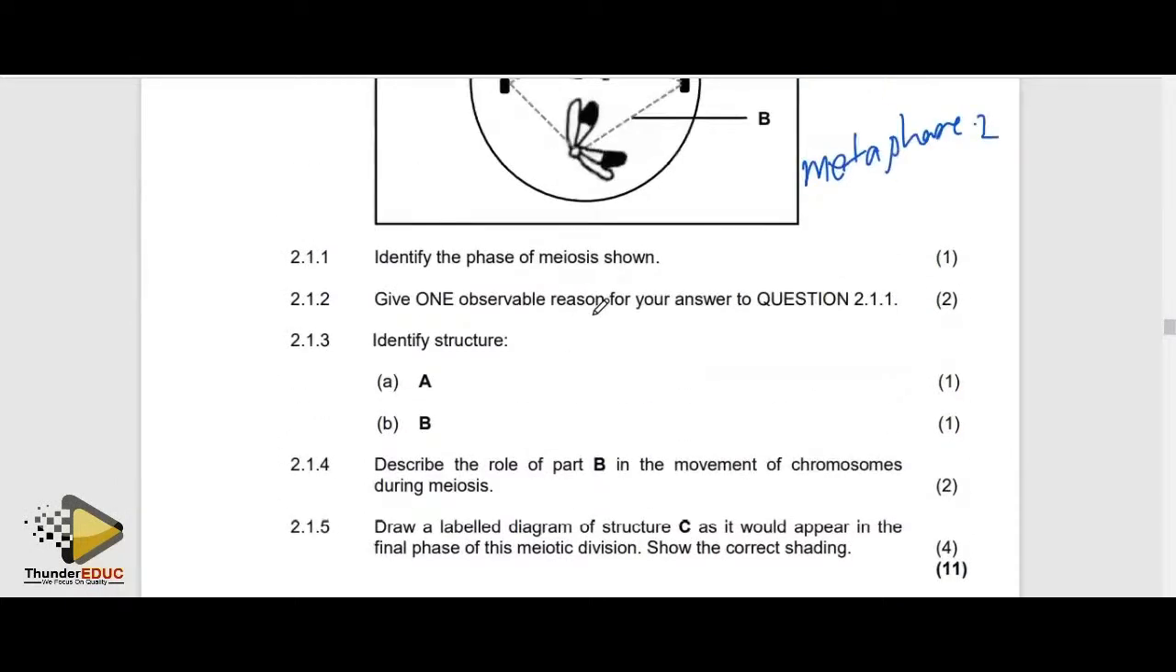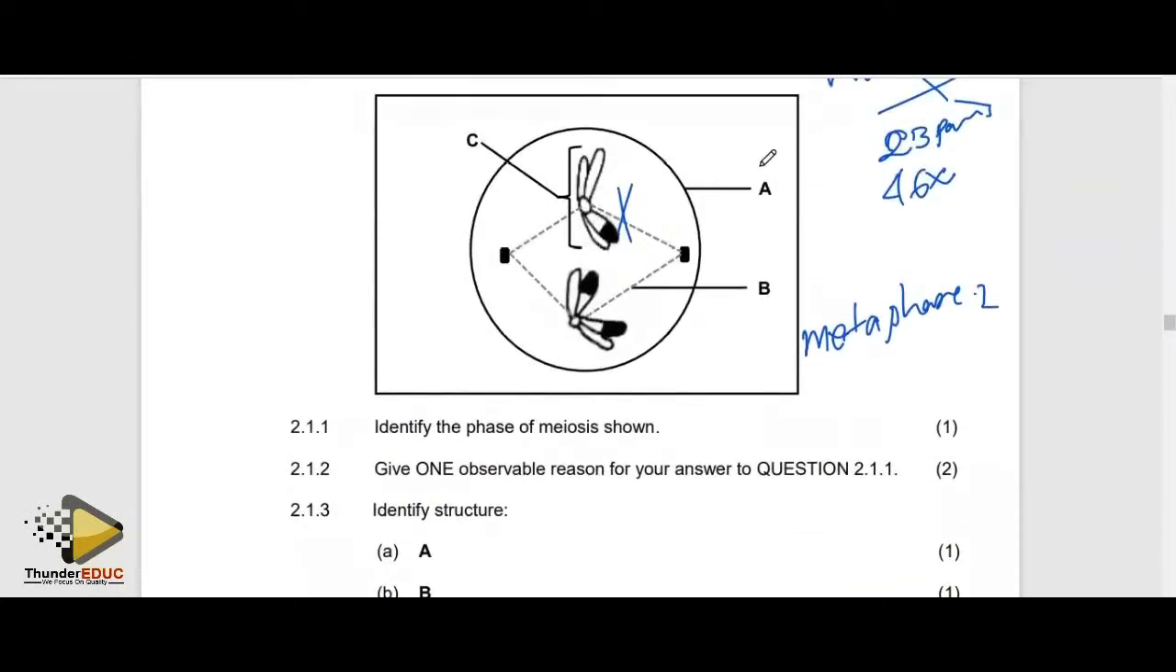Then they're saying identify A. What is A? A is the cell membrane. Don't confuse the cell membrane with the nuclear membrane. What is outside is the cell membrane.